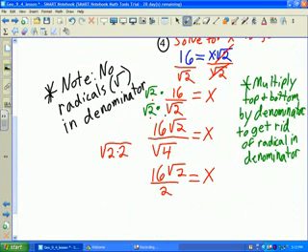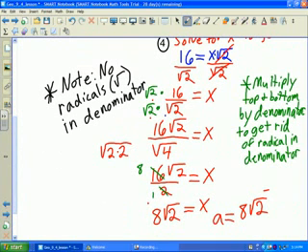The 16 and the 2 are both even numbers, which means they're both divisible by 2. In this case, 16 over 2 is simply 8. Don't forget my square root of 2, though. So again, 2 went into 16 eight times, and 2 went into 2 once. So x equals 8 square root of 2, which is what we were trying to find to get our a. And our a equals x in this case, which is 8 square root of 2.